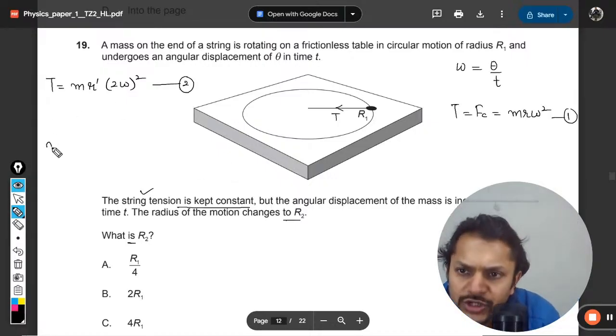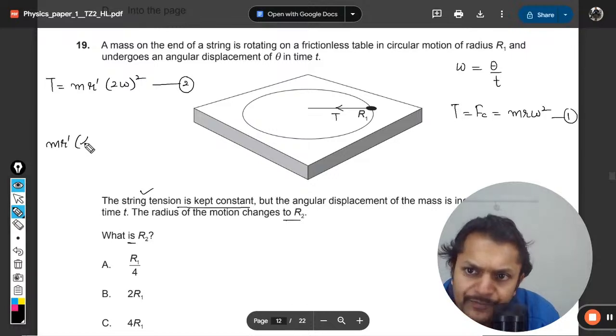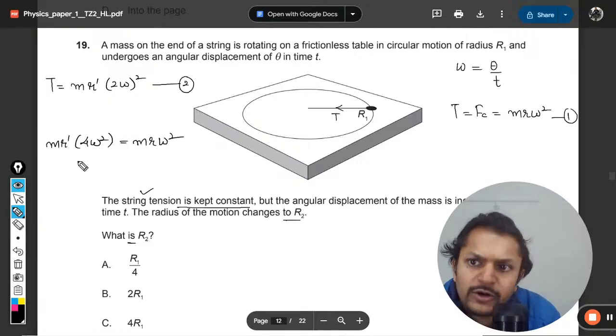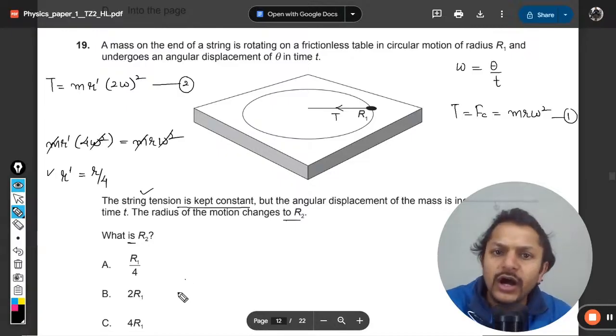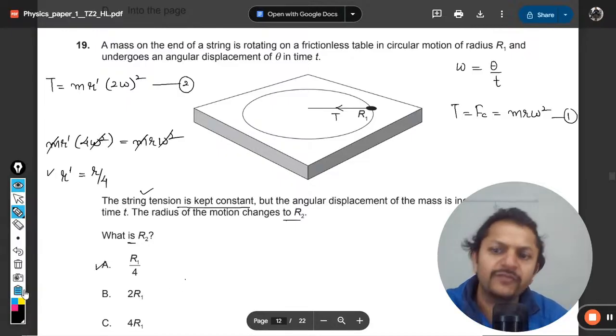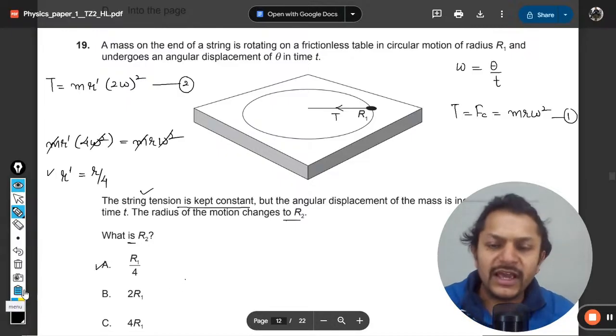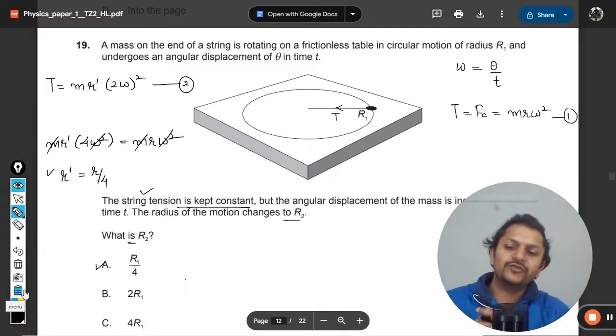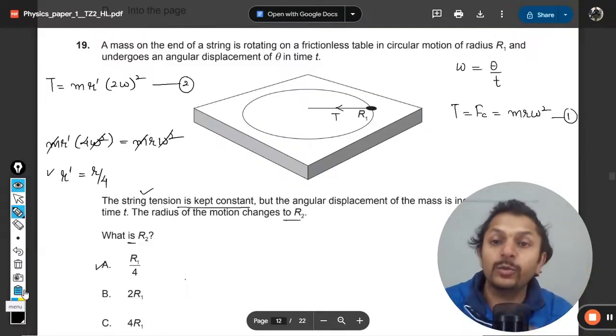I can show you here. m r dash 4 omega square is equal to mr omega square. So m and omega square are cancelled. It means that r dash is equal to r divided by 4. So r divided by 4, it is r1 by 4. So that will be exactly the answer. So this is how we do this.